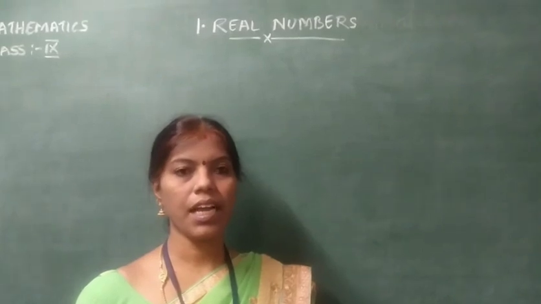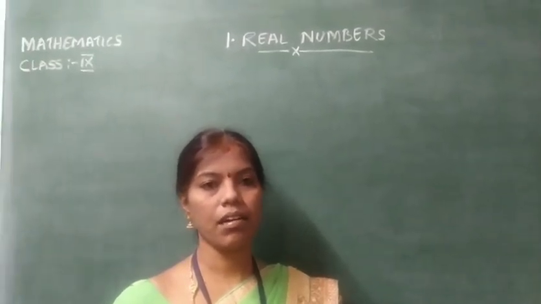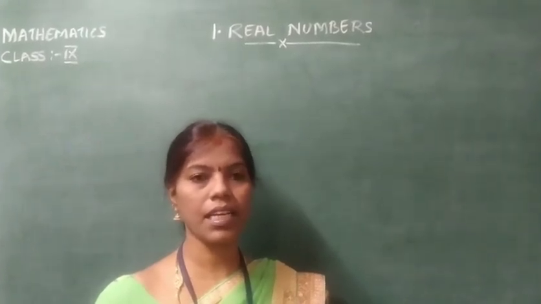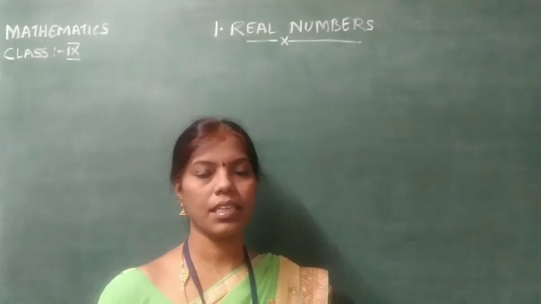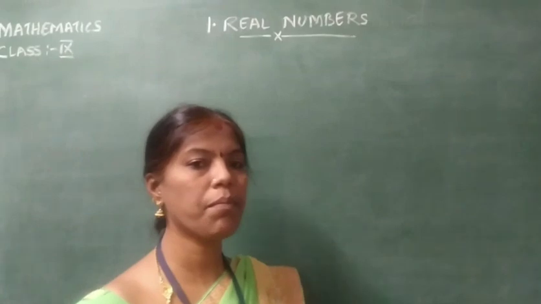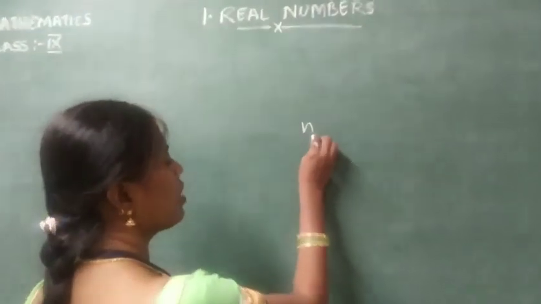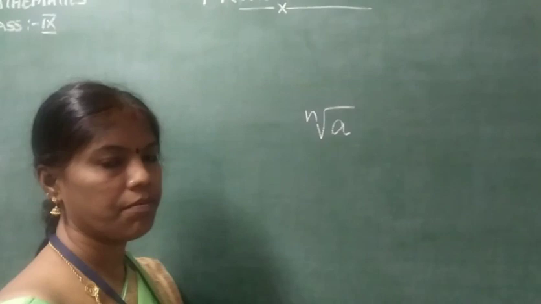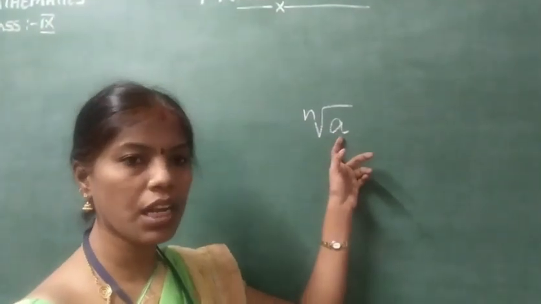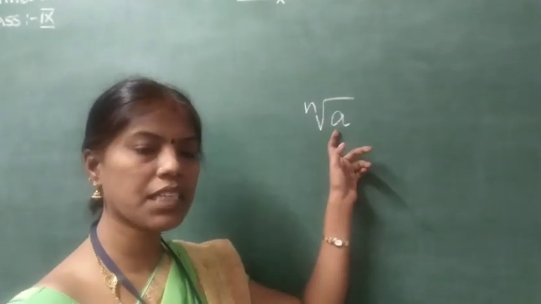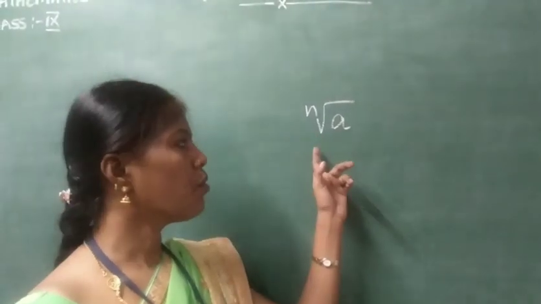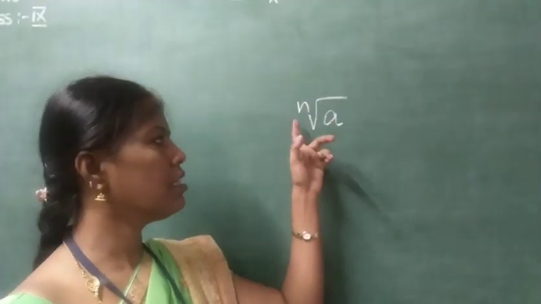In previous classes, we had learnt about rational numbers, irrational numbers, how to represent them, and in the previous class we learnt about surds in detail. Once again, we recall surds. What is meant by a surd? If n is a natural number greater than 1 and a is a positive rational number, and a is not expressed as an nth power, then nth root a is said to be irrational. So we are defining the surd in this way.